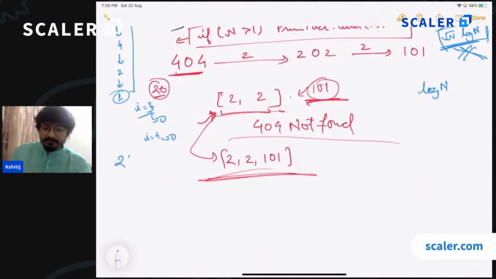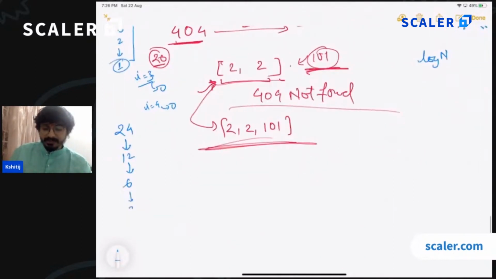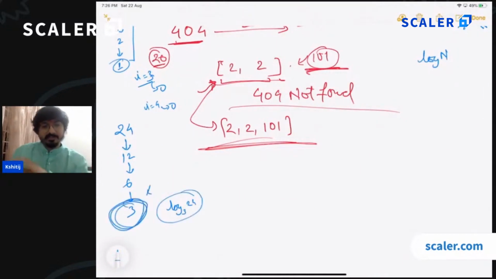So if I talk about 24, 2 can reduce it to 12, then 2 can reduce it to 6, then 2 can reduce it to 3. Now 3 is not going to have log base 3 of 24 these many steps, because 3 is going to reduce this number which has already been reduced by 2, right? So the total number of steps including all the i's combined is going to be log of n.